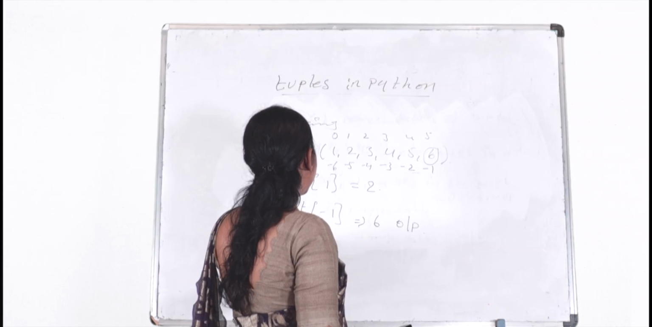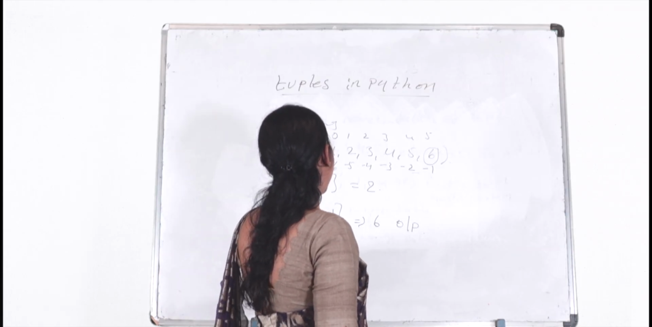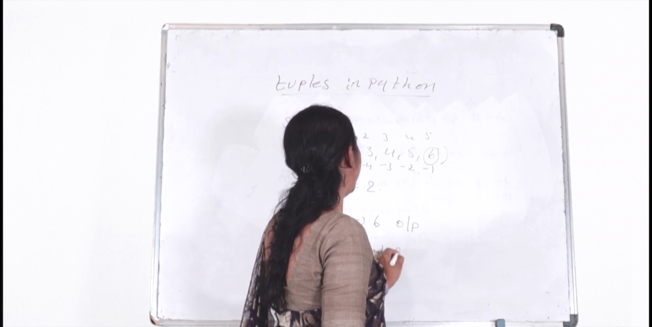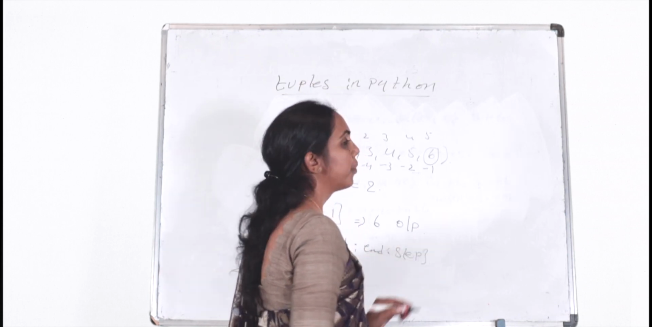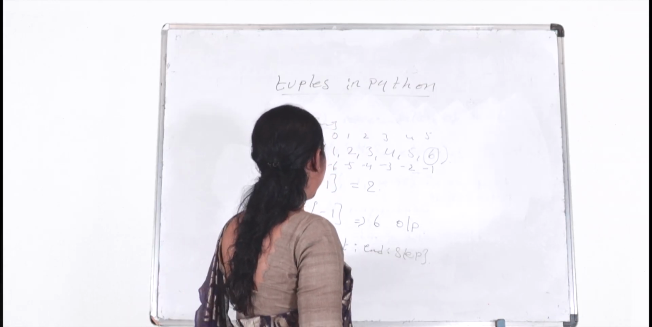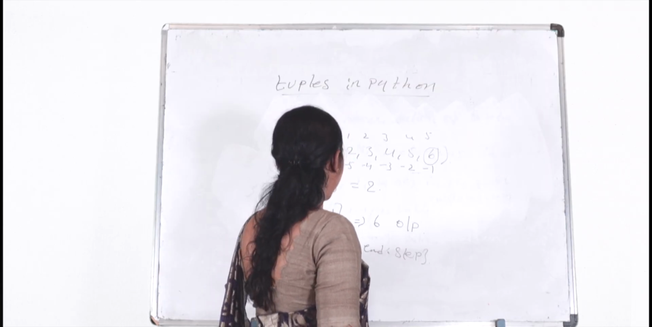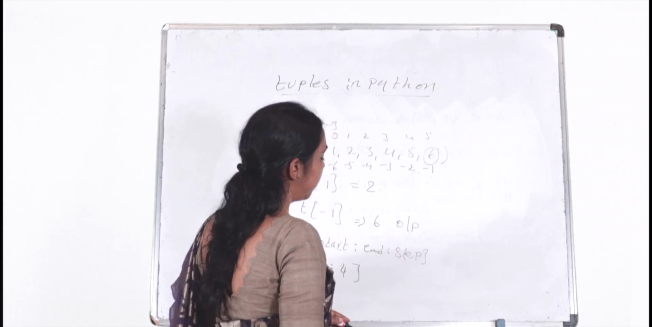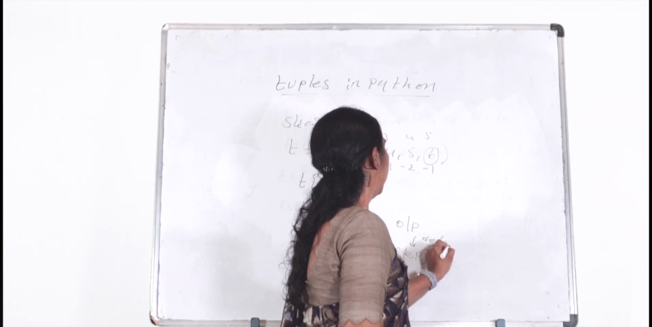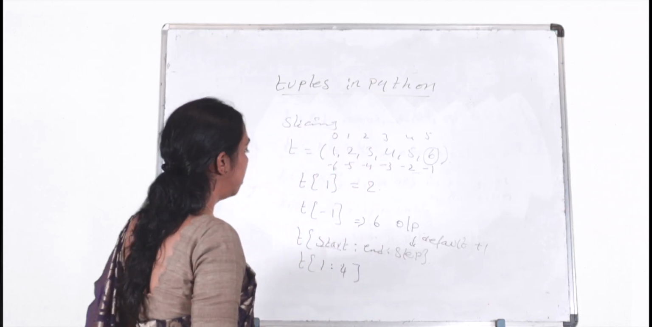And slicing is nothing but a range. A slicing has the syntax of start, end and step. I will represent it like this: starting at 1 and ending at 4. There is no need to represent the step, but by default it is 1, which means the index is incremented by 1.